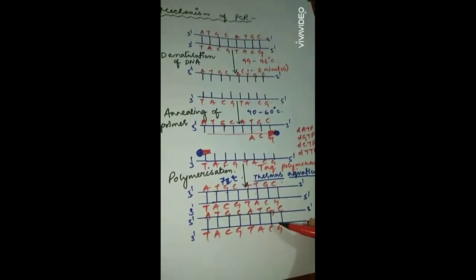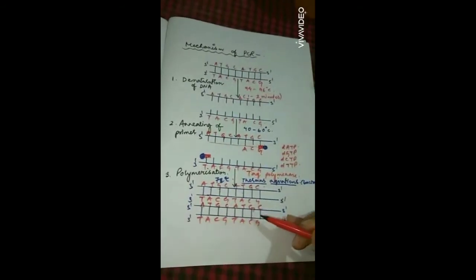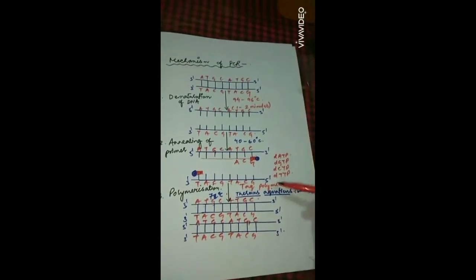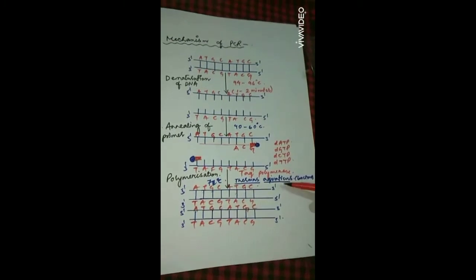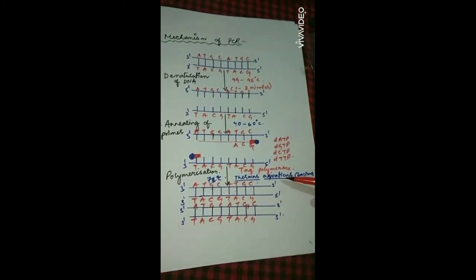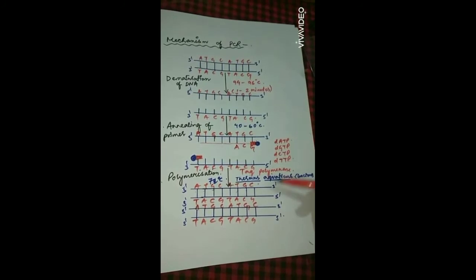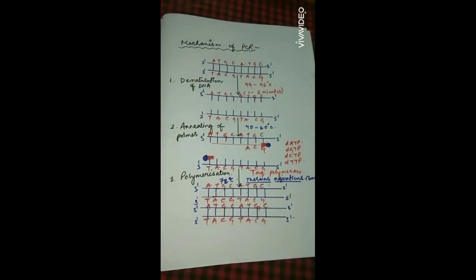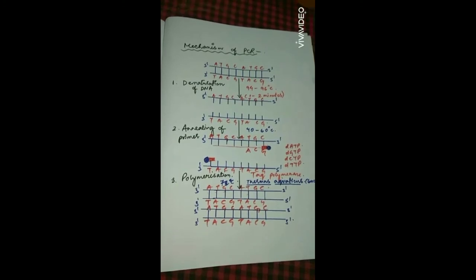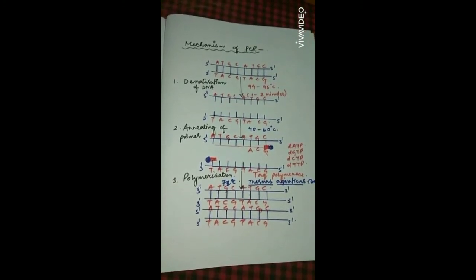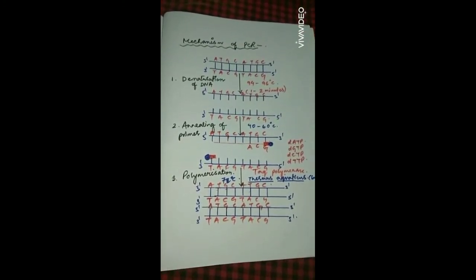So in this way, multiple copies of DNA can be obtained just by using high temperature, then the primers, and the deoxyribonucleotides, and the application of the enzyme called Taq polymerase, which is obtained from the bacterium Thermus aquaticus. So this is the whole process of the mechanism of PCR. PCR is generally employed for various applications in biotechnology.